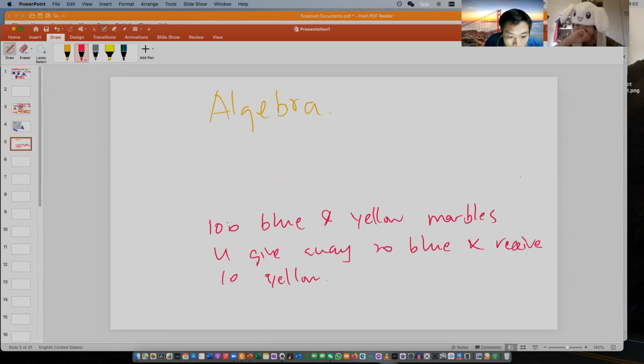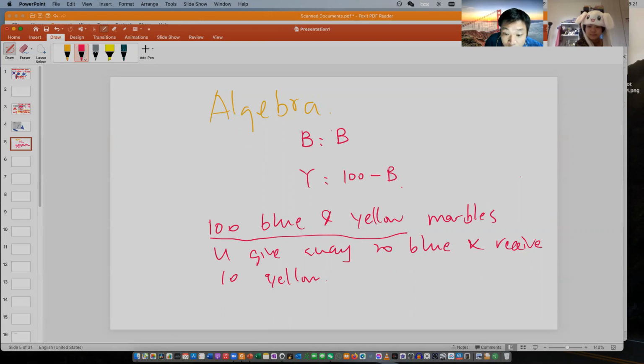Okay, so what I suggest you to start with is, you have a total of 100 blue and yellow marbles. So what I always suggest you do is you use B for blue, and then of course the yellow is 100 minus B, to start the branch. Then after that you branch out, and then 20 blue marbles are given away. So basically 20 away. Therefore, you have B minus 20.